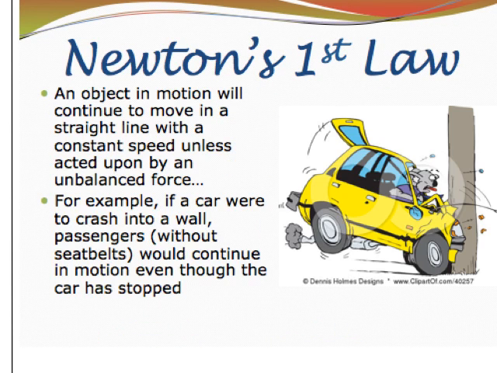Another one might be for a car crash. If we talk about an object moving in a straight line at a constant speed, then it's going to continue to move in a straight line. So for example, if we have the car bumping into a wall, then if they were not wearing a seatbelt, the passengers would continue to move forward, even though the car itself is actually stopped.